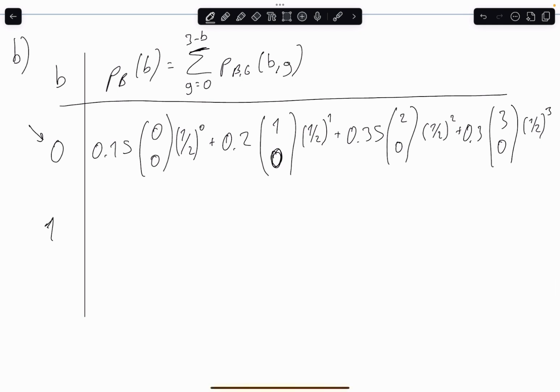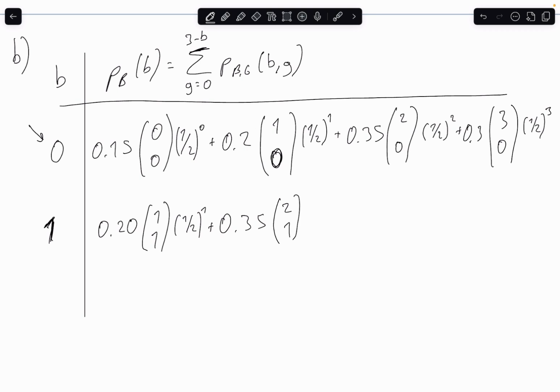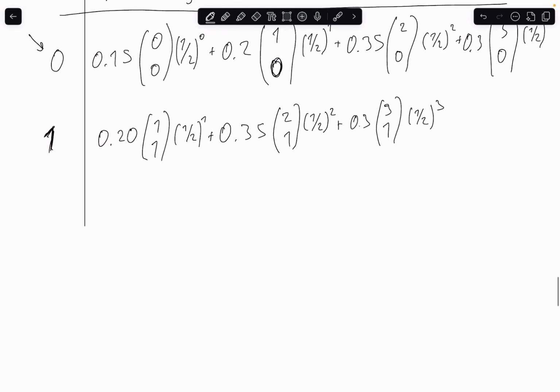For this part, when B is equal to 1, we are just going to have 1 child, and it's a boy, so this is this, and multiplied with the probability of having 1 boy, plus now we have 2 children, 1 of them is boy, now we have 3, probability of having 3 is 30%, and 1 of them is boy, multiplied with this probability.